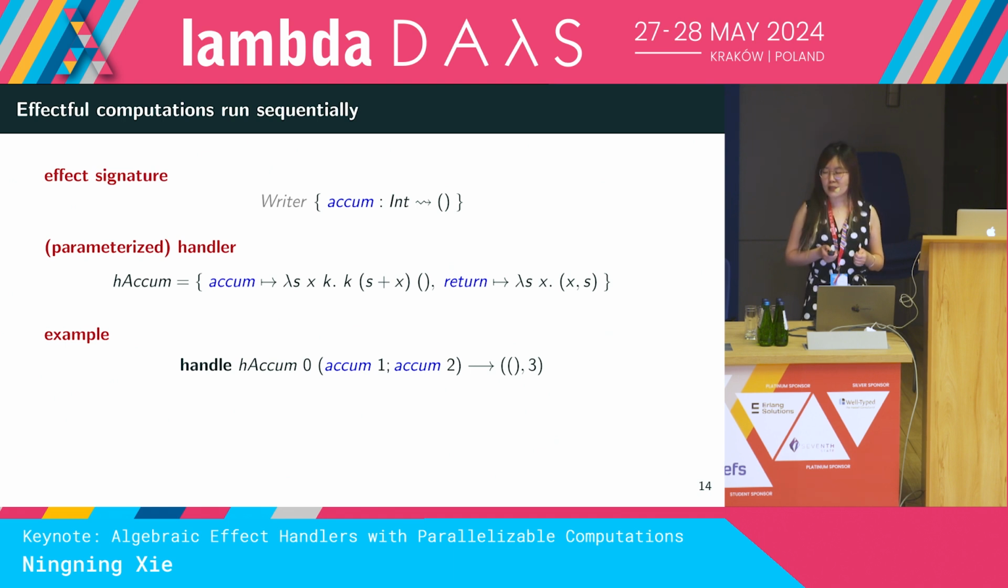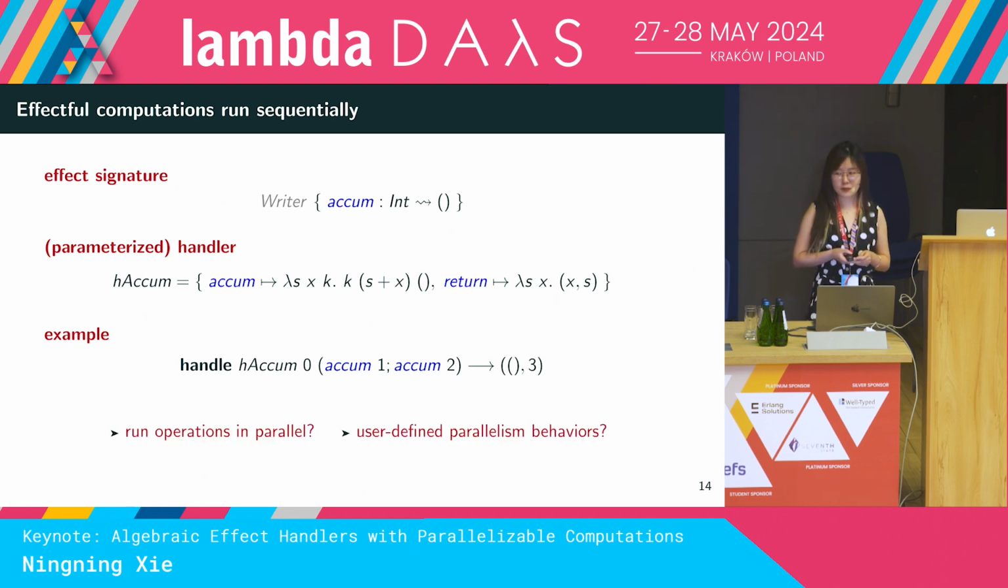And from this example, it may look like we have to run the effect operations sequentially because, well, they are writing to the same stateful resource. So the question we ask in this work is whether we will be able to run operations in parallel, and especially if we want to support user-defined parallelism behaviors.